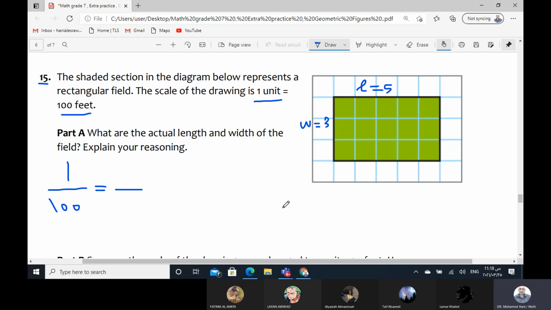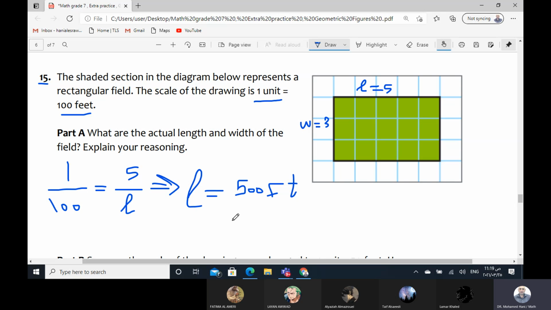Now we want to find the actual length and the actual width. So start for the length. So here in the diagram we have the length 5, and in the actual write L. Do a cross product. 1 times L equal L, and 5 times 100 will be 500 feet. This is for the length.